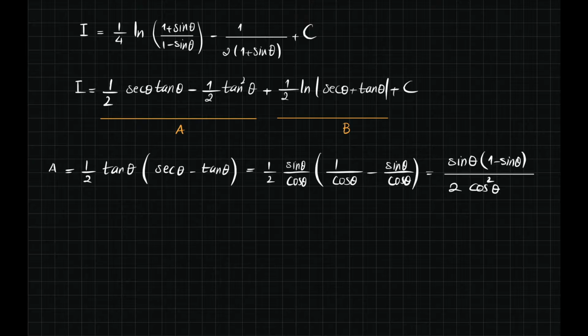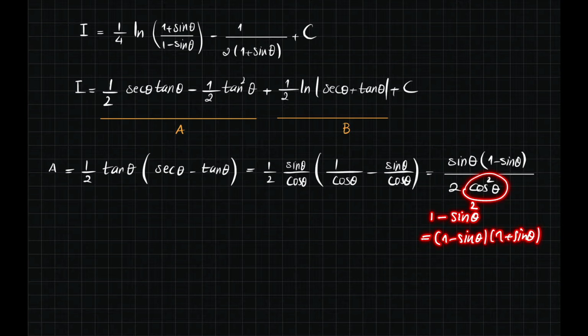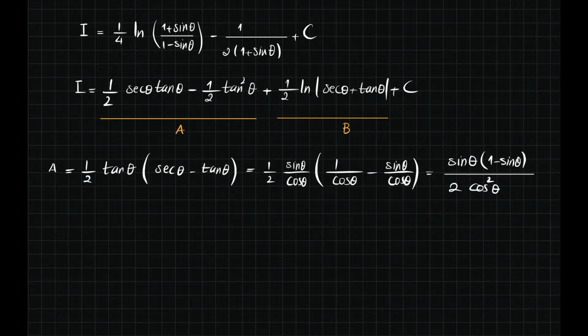And what I want to do, instead of cosine theta squared, I would write 1 minus sine theta squared, and then I use the conjugate rule to factorize it, yes, as this expression. So what I want to do, I want to replace this with that expression here. So this becomes equal to sine theta, and I have 1 minus sine theta. And in the denominator, as I told you, I have a factor of 2, and of course I have 1 minus sine theta, 1 plus sine theta, yes?